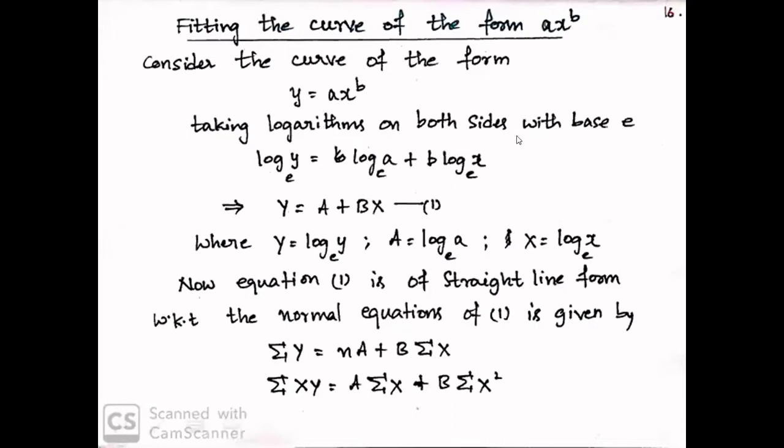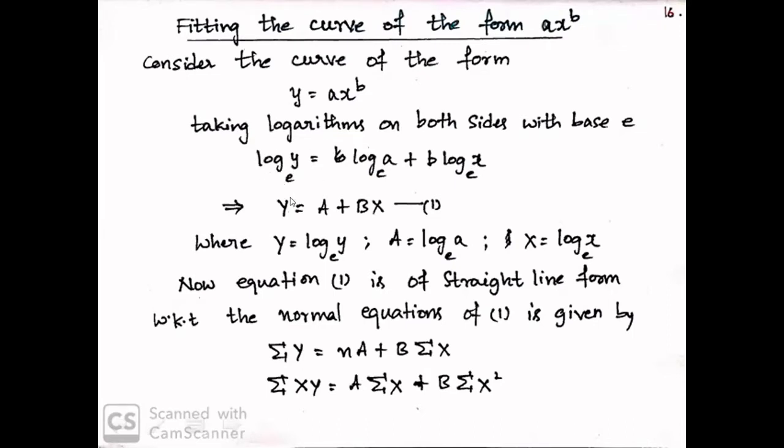I take a log on both sides with the base e. It is the natural log. We get log y is equal to log of a into x to the power of b. By using the logarithmic property on the right-hand side, I can write it as log a plus log x to the power of b. Again, using the logarithmic property on the second term, log x power b becomes b log x to the base e. So log y to the base e is equal to log a to the base e plus b times log x to the base e.